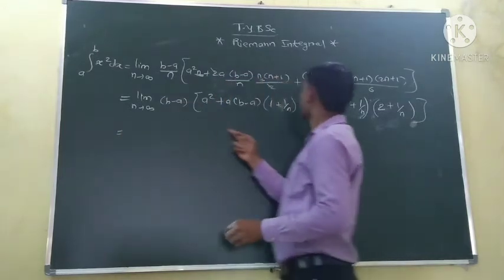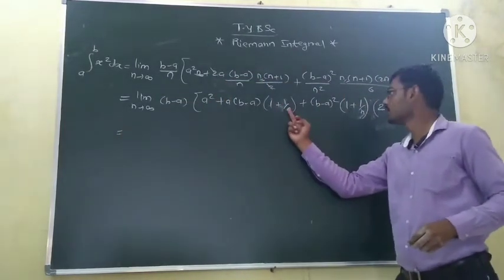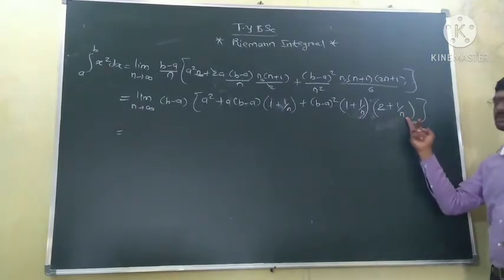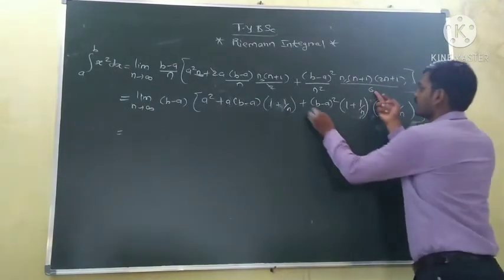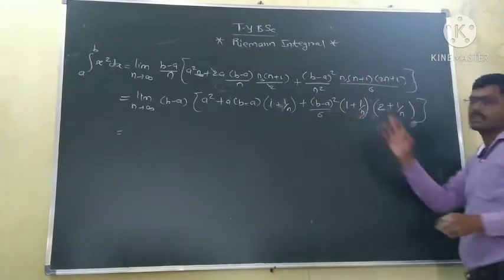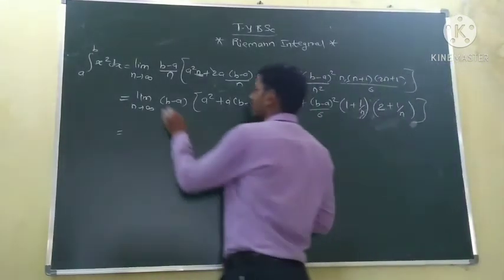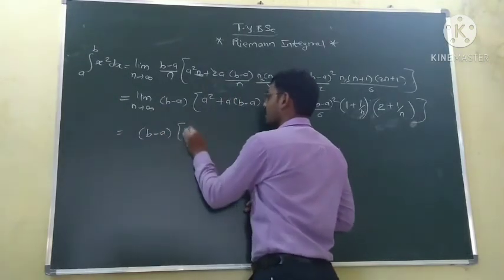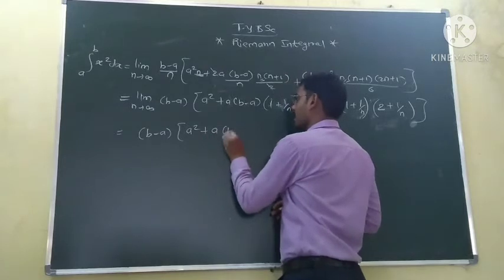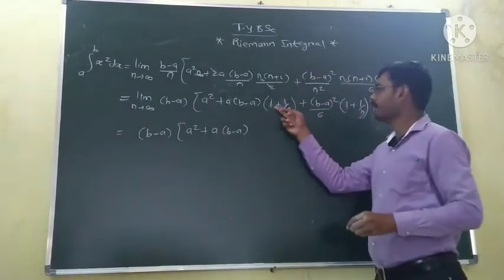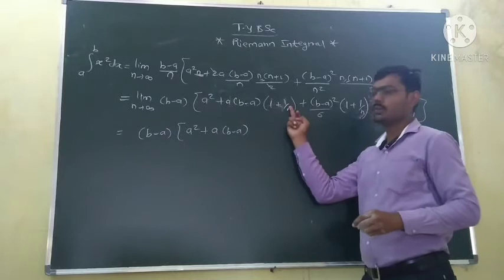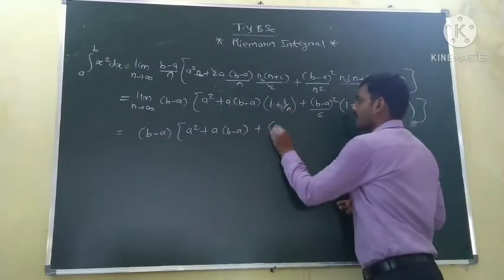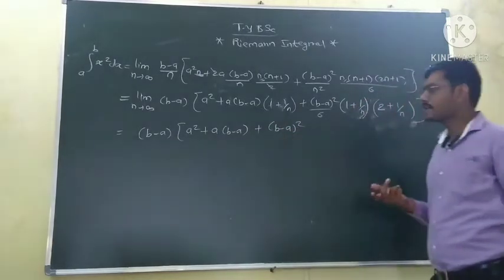So as n tends to infinity, this 1 by n tends to 0, this 1 by n tends to 0, this 1 by n tends to 0. Here 6 is remaining, so 1 by 6 as it is. So what will you get? This (b minus a) as it is. Inside the bracket, this a square as it is, this a into (b minus a) as it is. As n tends to infinity, 1 by n tends to 0, so 1 plus 0 is 1. So 1 into this a into (b minus a), plus this (b minus a) square as it is.